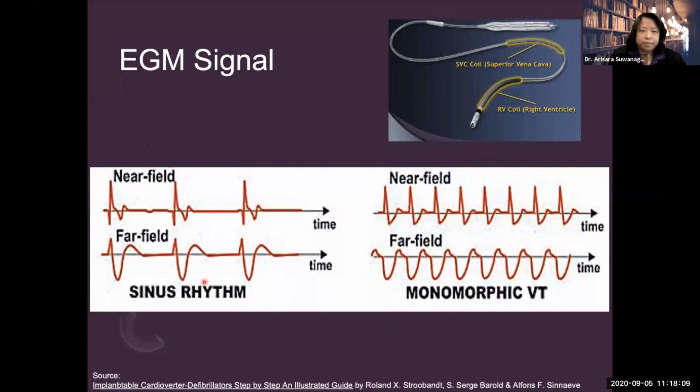And this is an example. This is a near field signal, and this is a far field signal. And you can see this is sinus rhythm, right? For the near field, when it happens to be a VT, it is a very subtle change. It changed though, if you look at the morphology of the near field comparing sinus rhythm and the monomorphic VT. But you can see that in the far field, there is an obvious change from the sinus rhythm morphology to the VT morphology. So the far field signals give you more change, and you can easily notice whether it's VT or not VT.